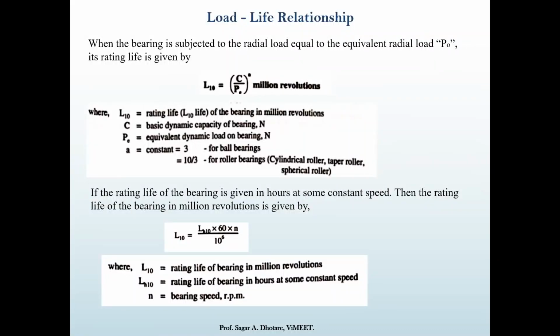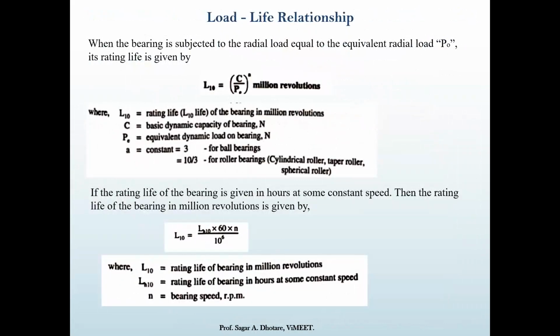Now the value of a depends upon the type of bearing, whether it is a ball bearing or a roller type of bearing. If it is a ball bearing, the value is 3, and if it is a roller bearing, the value is 10 by 3. C is the dynamic capacity and P is the equivalent dynamic load. When we refer to the PSG data book, the equation is already present over there. We will refer to this for calculation purposes.